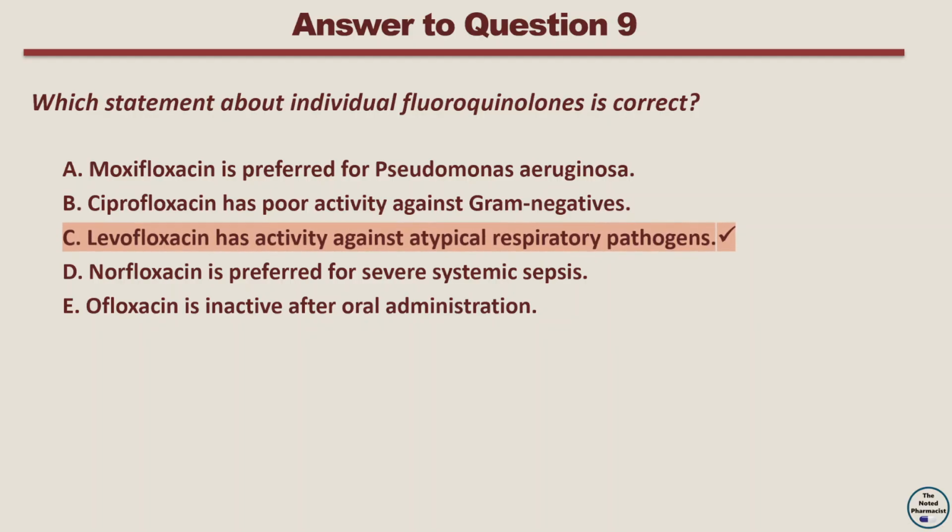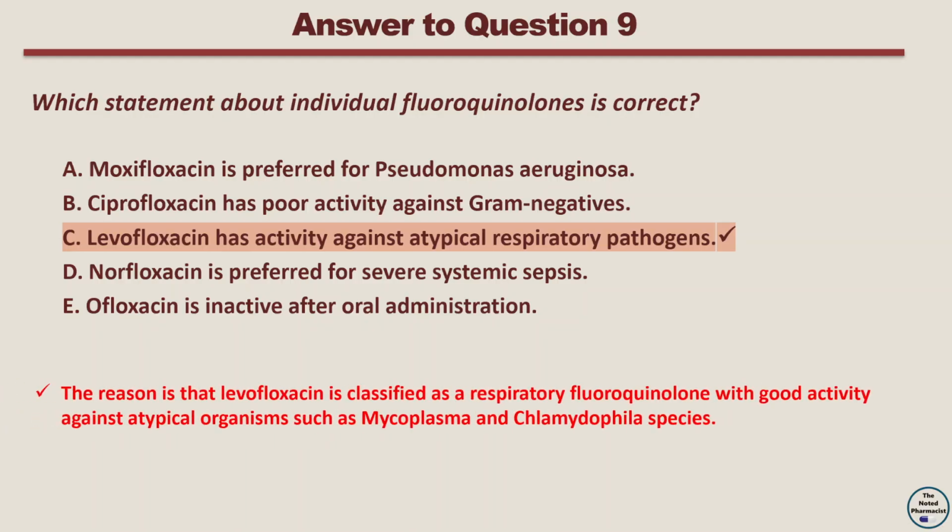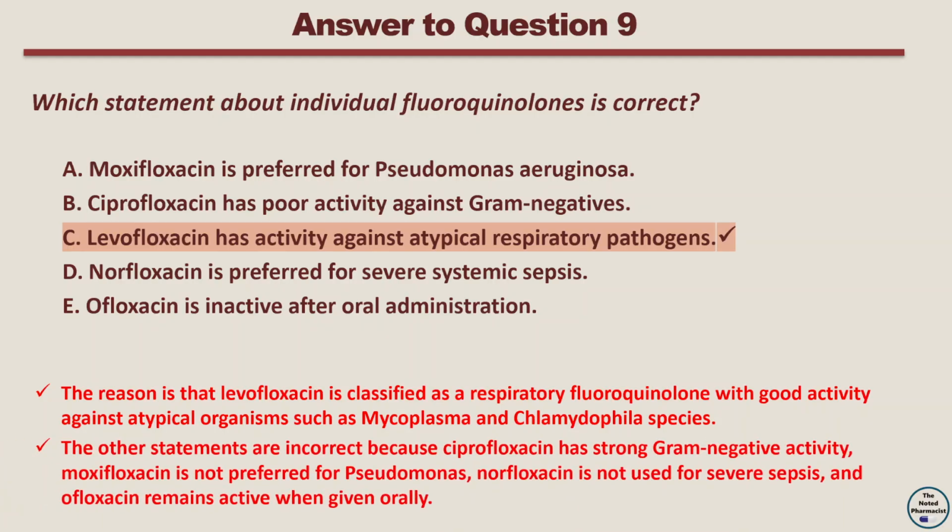The correct answer is option C, levofloxacin has activity against atypical respiratory pathogens. The reason is that levofloxacin is classified as a respiratory fluoroquinolone with good activity against atypical organisms such as Mycoplasma and Chlamydophila species. The other statements are incorrect because ciprofloxacin has strong gram-negative activity, moxifloxacin is not preferred for Pseudomonas, norfloxacin is not used for severe sepsis, and ofloxacin remains active when given orally.